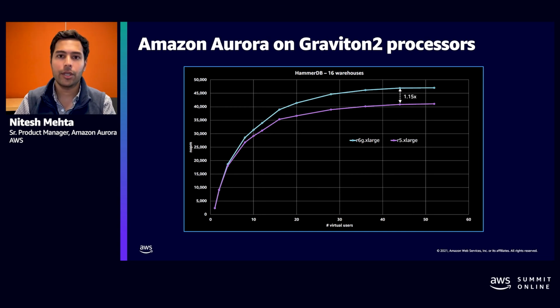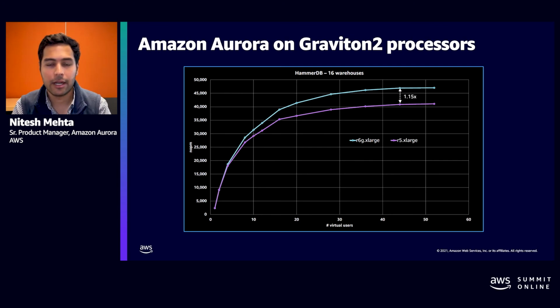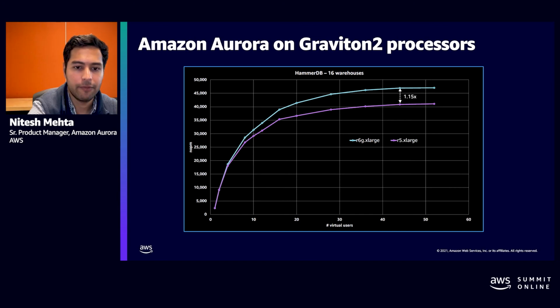This is again due to the separation of those vCPUs, like I mentioned, having their own single thread for their own CPUs that gives you that benefit. And yeah, as you go larger and larger and put more traffic on your database, you can see Graviton2 really starts to yield some of those performance benefits.